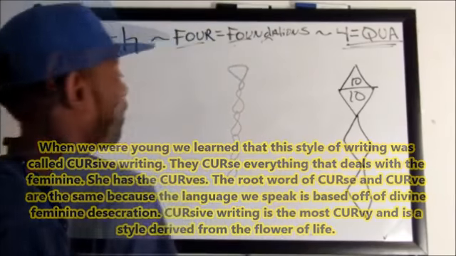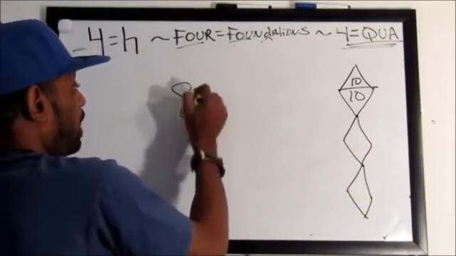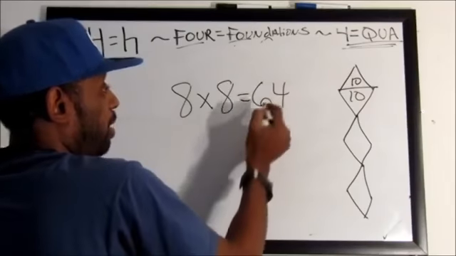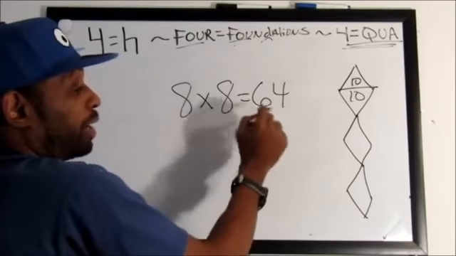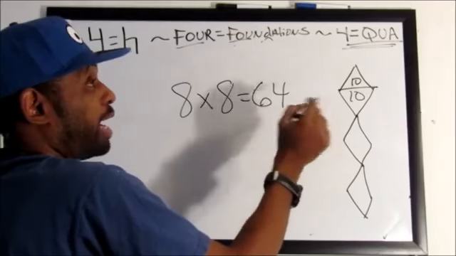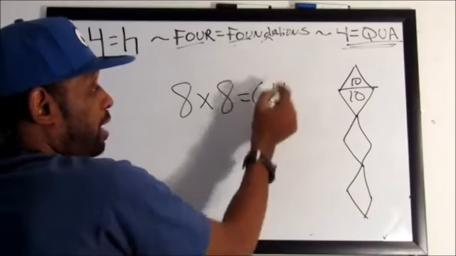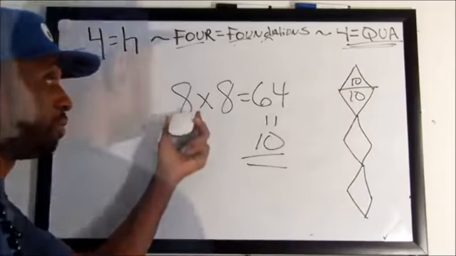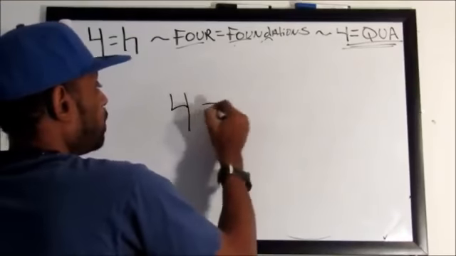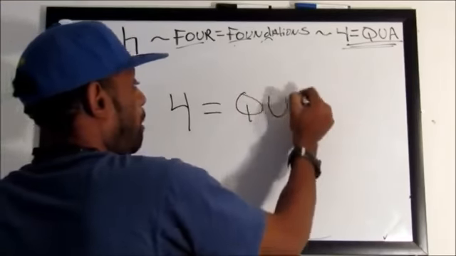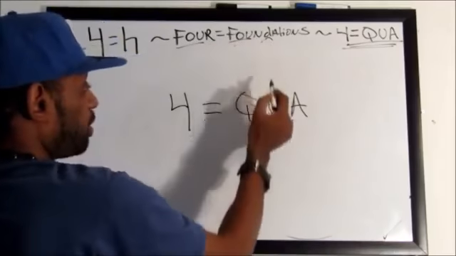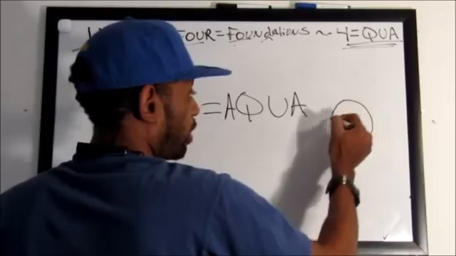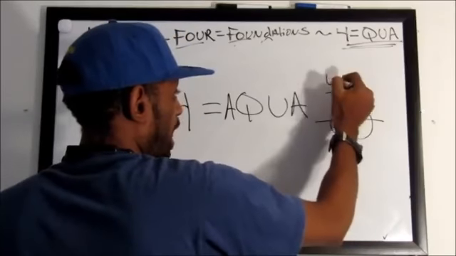Even if you want to look at it from a mathematical standpoint, 8 times 8 would be 64. And remember, 6-4 Impala. I went over that in the previous videos on Anchor Watt numerology. Check them out. 6-4 bring you right back to 10, which is the binary code. So remember, 4 equals qua, and it equals the foundations, where the aqua, or where the waters above reside.